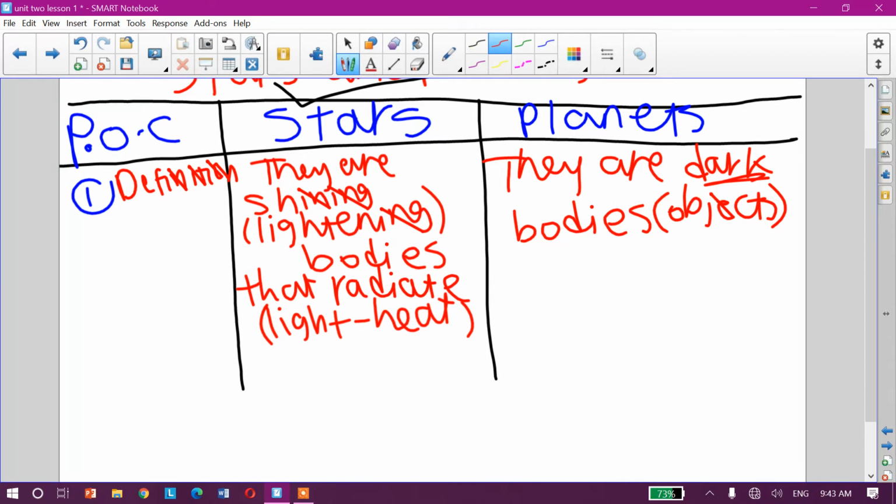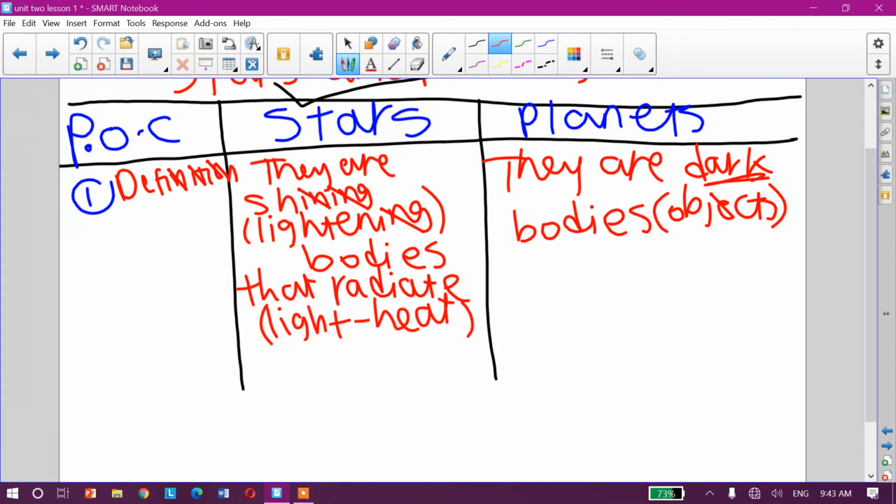All right, number one, according to what? Yes, excellent. According to definition. Yes, planets, they are dark bodies. They are dark bodies. Don't emit heat or light. Okay, they are dark bodies. Don't emit heat or light.